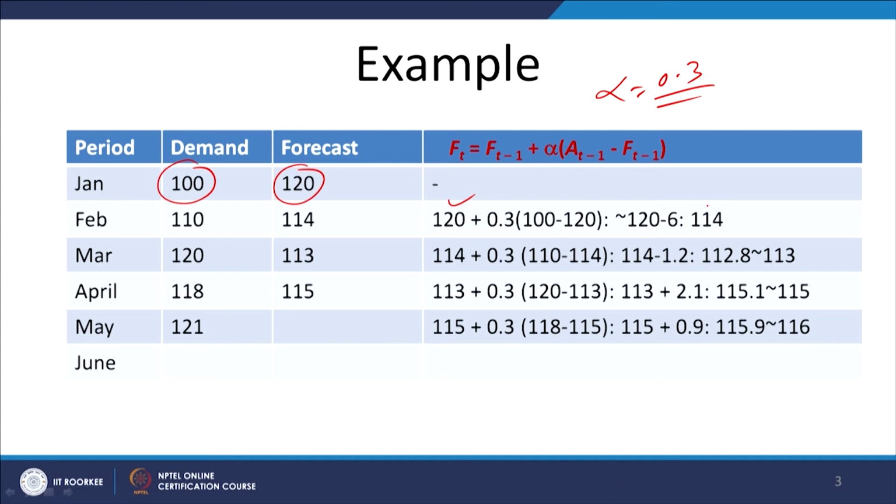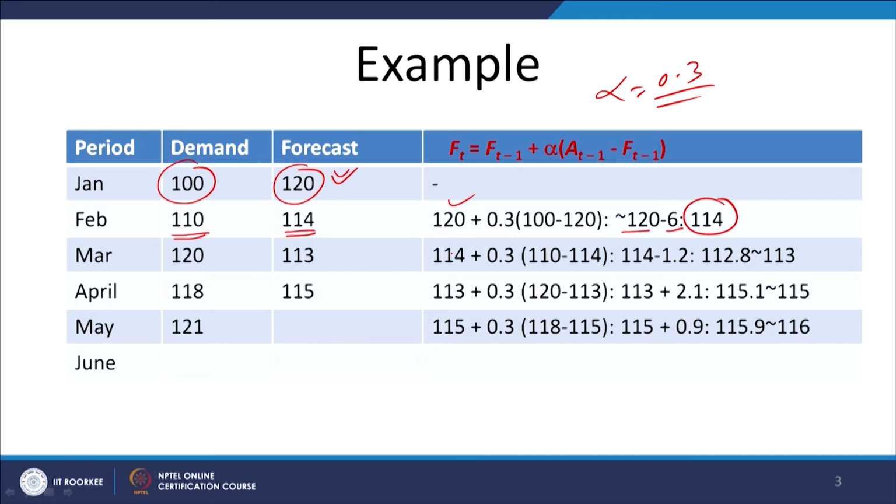So, here the next period's demand will be 120 minus 6, so the next period's demand will be 114. This demand for the next period becomes the forecast for February. So, this is what has been calculated based on the January data, we got 114.